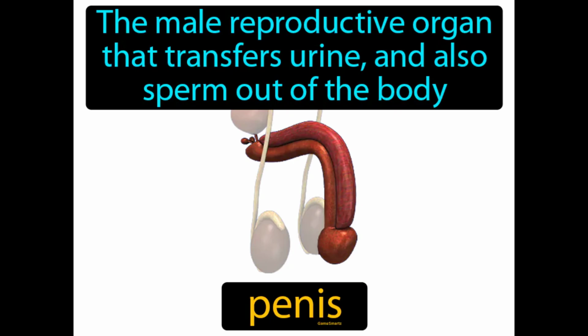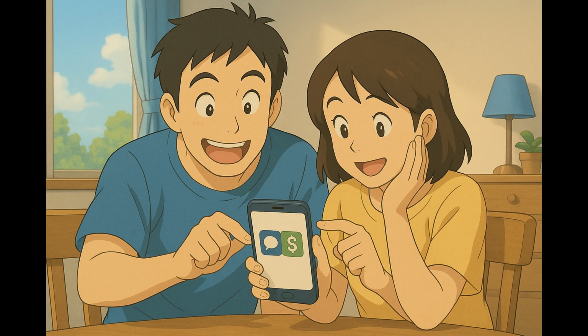The male reproductive organ that transfers urine and also sperm out of the body. Penis. In simple terms, the penis is the organ used by males for urination and delivering sperm during reproduction. Imagine trying to use a single smartphone app that manages both your social media and your banking. Just like this app serves dual purposes by handling two different types of tasks, the penis has a dual function.